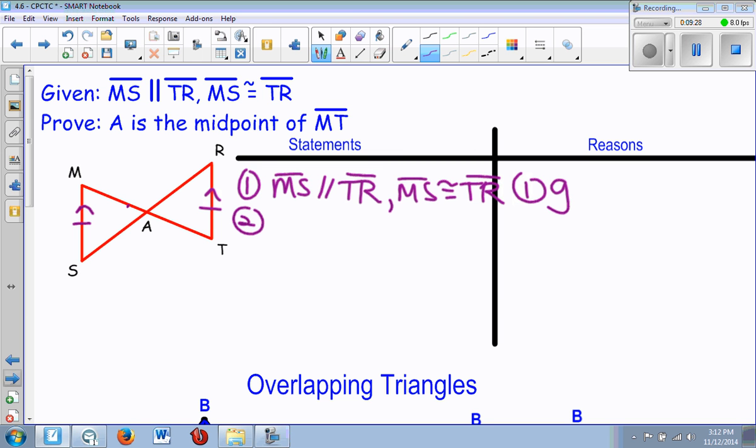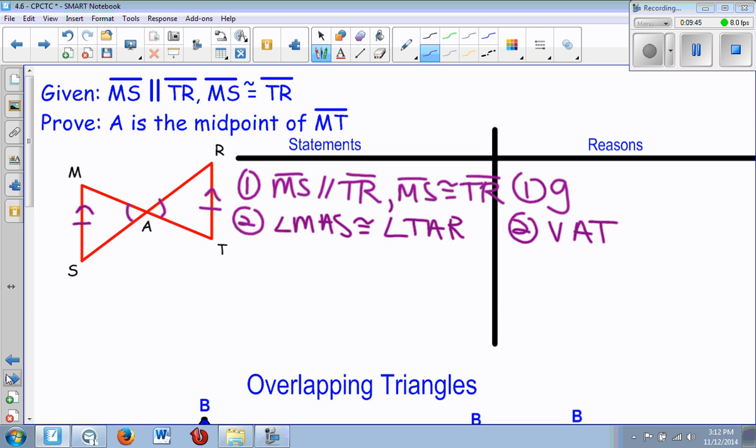The first congruency I see are these vertical angles. So those would be angle MAS and angle TAR. And they are congruent because of vertical angles theorem, which we know as VAT, V-A-T.